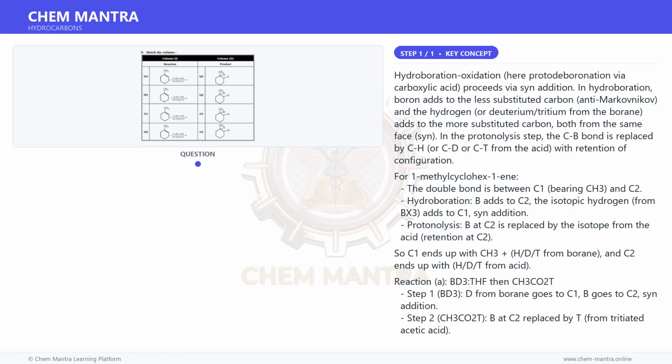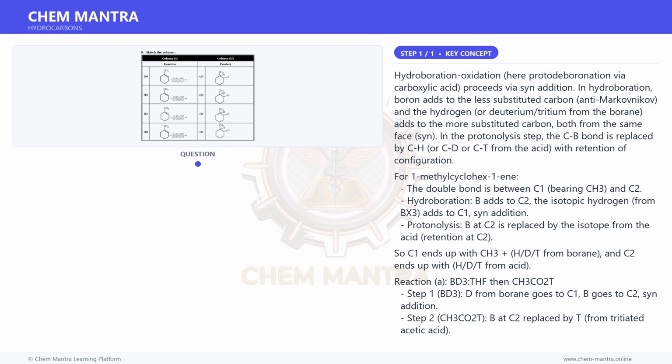For 1-methylcyclohexene, the double bond is between C1, bearing CH3, and C2. In hydroboration, B adds to C2, and the isotopic hydrogen from BX3 adds to C1, syn addition. In protonolysis, B at C2 is replaced by the isotope from the acid, with retention at C2. So C1 ends up with CH3 plus H, D or T from borane, and C2 ends up with H, D or T from the acid.